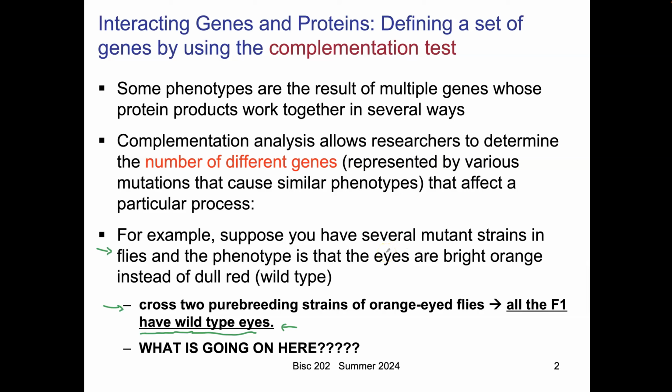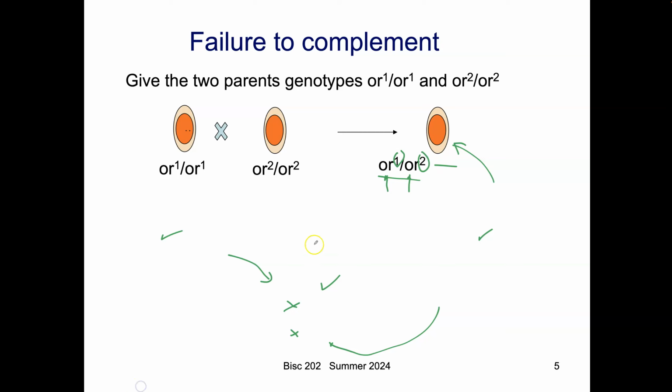Okay, so basically this is the genotype you would give it. If the two strains have mutations in the same gene, not necessarily the same mutation, but in the same gene, then they would get one mutant allele from one parent, the other mutant allele from the other parent, and both copies of that gene are still mutant, and that's why you have this mutant eye phenotype.